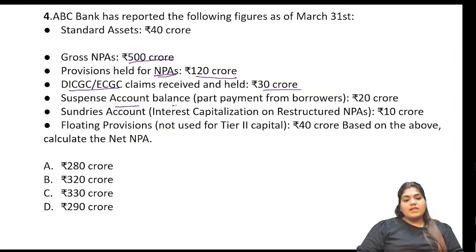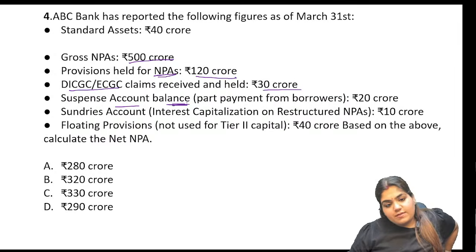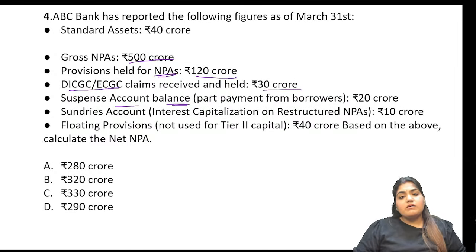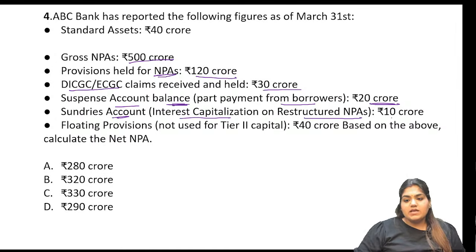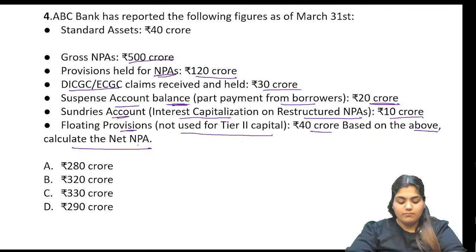Suspense account balance. Suspense account क्या होता है? What is suspense account? Suspense account में we put incomes that is the loss of the incomes, right? Part payment from borrowers 20 crores. Sundry account, excess of income. Interest capitalization of reconstructed NPAs, that is we have sold the NPAs. It is 10 crore. Floating provisions not used for tier 2 capital 40 crore. Based on the above, calculate net NPA.